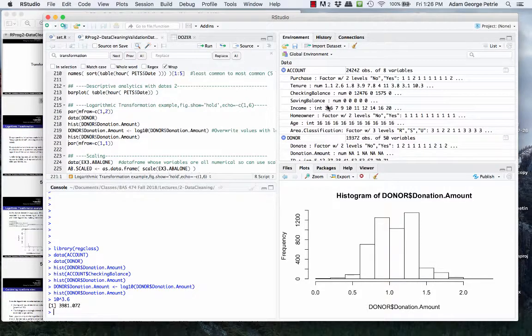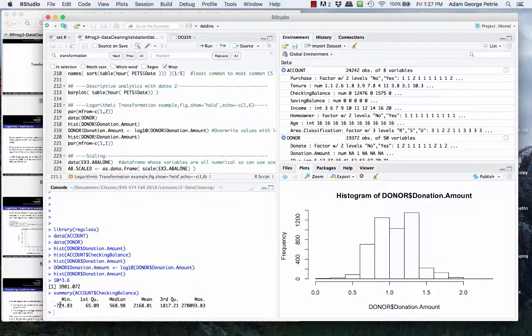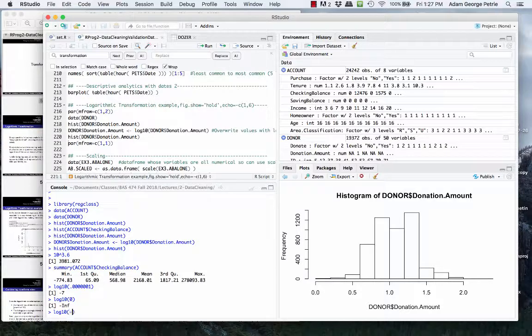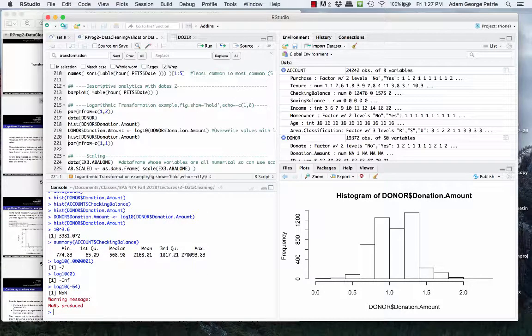Why is that? Well, there's some requirements mathematically for what can and cannot be logged. If we look at a summary of the checking balances in the account data frame, we see that we have some negative balances, some very large positive balances. And mathematically, you cannot take the logarithm of a number that's 0 or a negative number. So if I take the log base 10 of a really tiny number very close to 0, no problem, I get a value out. But a log 10 of 0 is minus infinity, and a log of a negative number is just NaN. Mathematically, that operation's not defined.